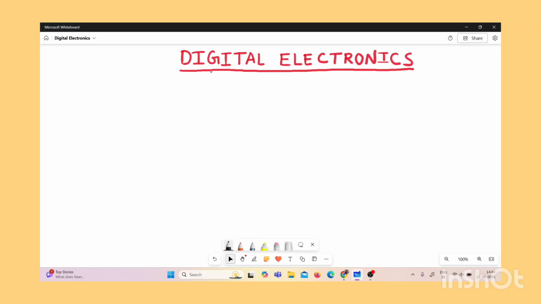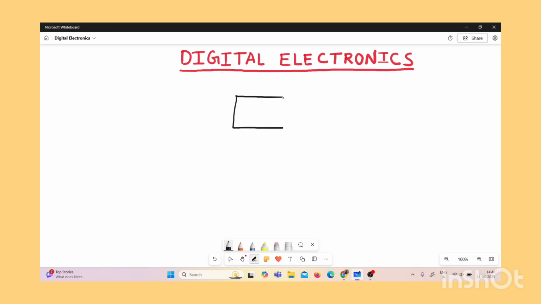Hi students, today we will start one of the subjects for the GATE examination, that is digital electronics. Let us come to the introduction for this subject. The main application of digital electronics is in the topic called digital circuits.